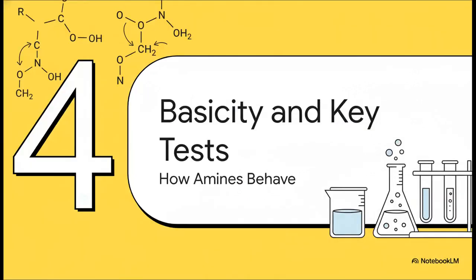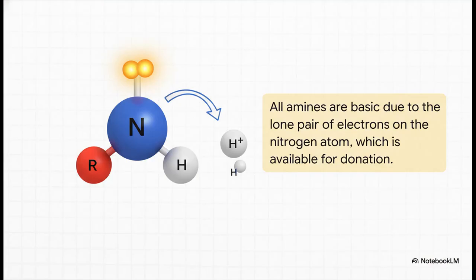All right, Section 4. We know how to build them, so now let's figure out how they act. Understanding their basicity and a couple of key lab tests is crucial. So why are amines basic? It all comes down to one thing. That lone pair of electrons sitting on the nitrogen atom. It's just hanging out there, ready and willing to be donated to a proton or an H+ ion. And that act of donating an electron pair, well, that's the very definition of a Lewis base. Honestly, if you understand this one simple fact, you're halfway to understanding almost all of their chemistry.